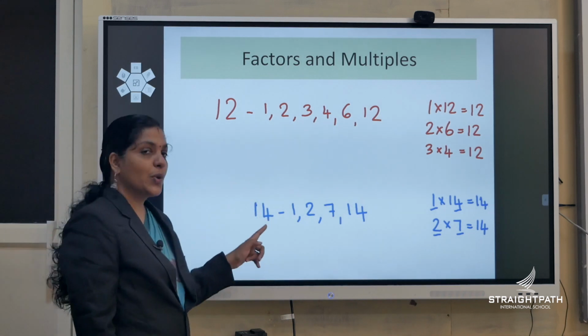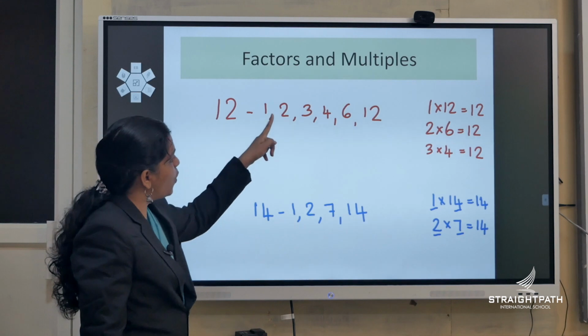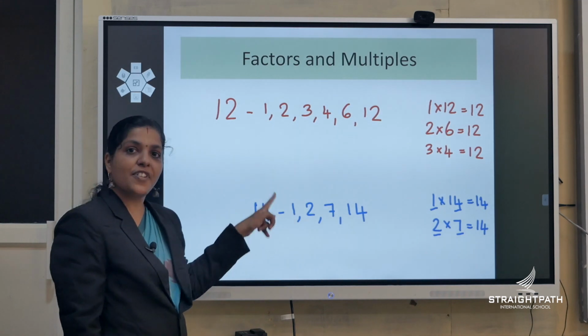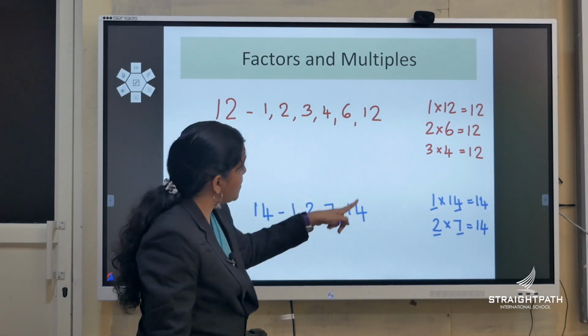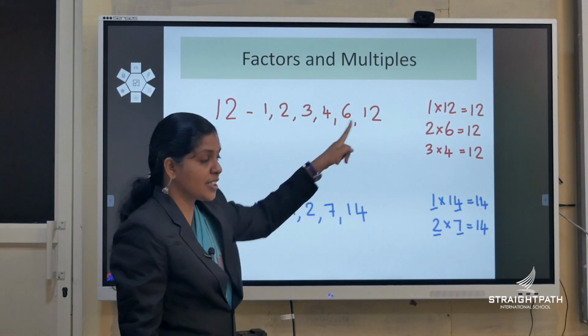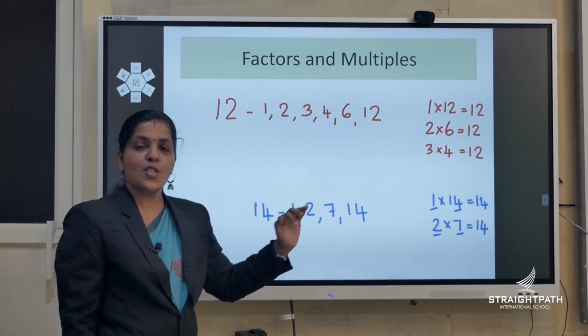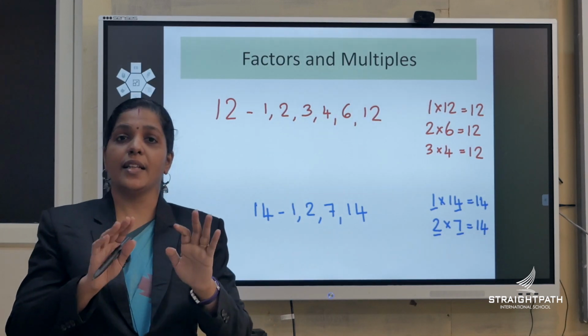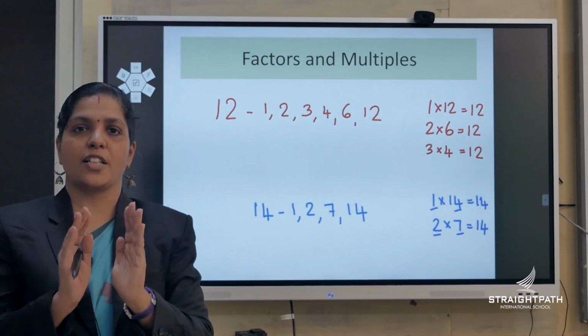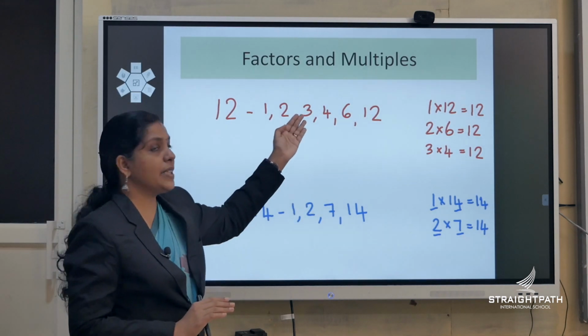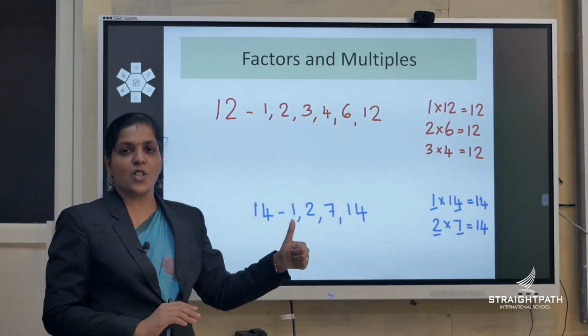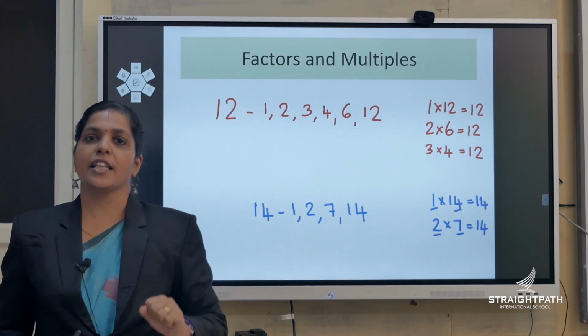In these two cases, we can observe that 1 is a common factor. 1 is a factor of these two numbers, right? And also the number itself. 12 is a factor of 12, 14 is a factor of 14. So we can say 1 and the number itself will always be a factor of that number, and the rest will depend on the number. So, what are factors? Hope it's clear for everyone.